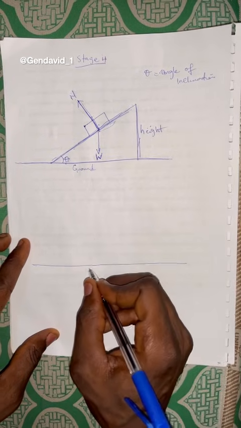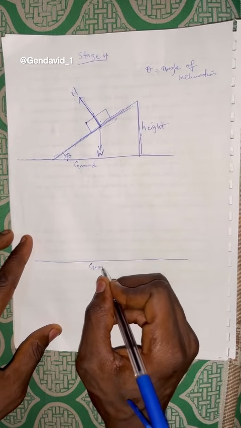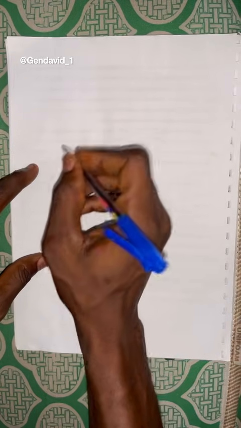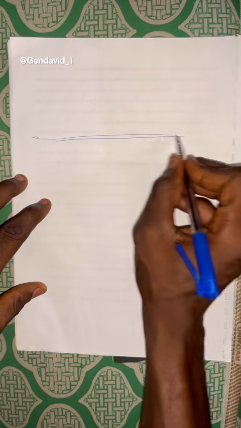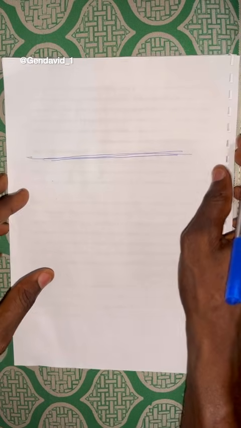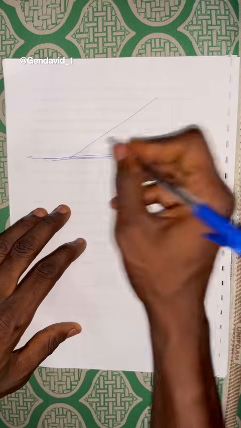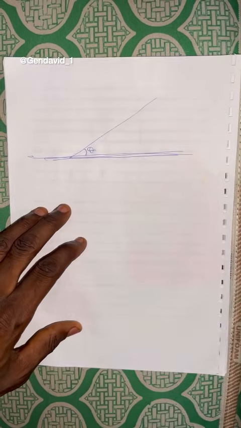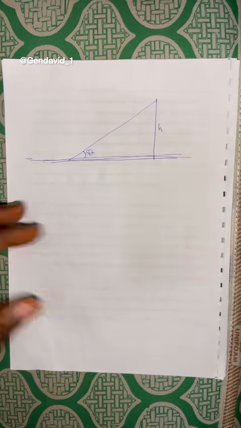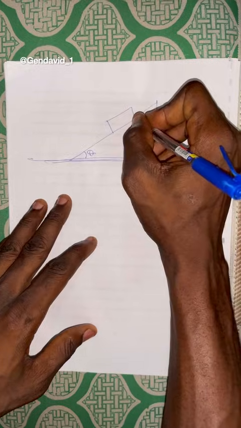Don't forget, we have the ground like this. Let me take another book. Let's say we have the ground like this. Don't mind my structure. Then we have the inclined plane like this. We have the theta here. Then this is the height. Don't forget, as I labelled it, then the object is like this.